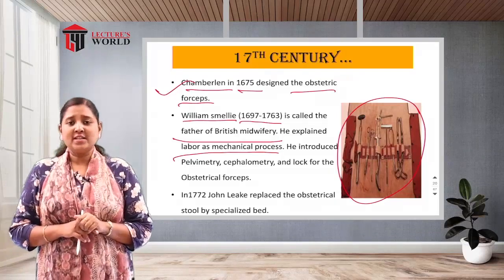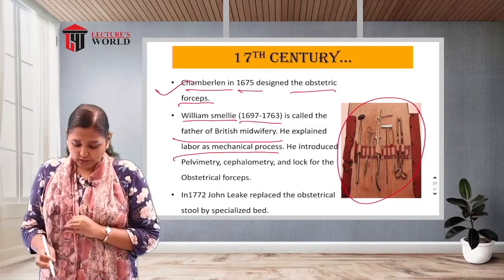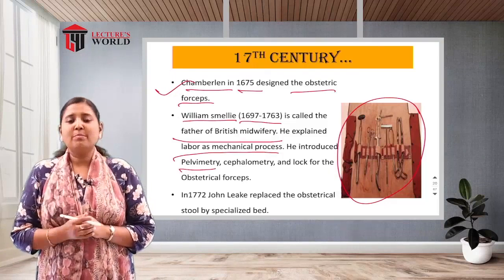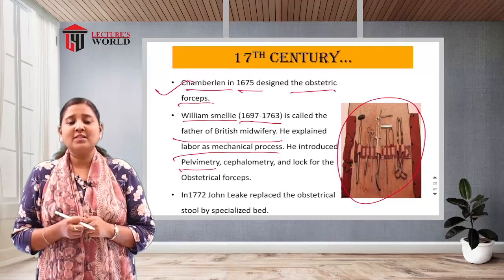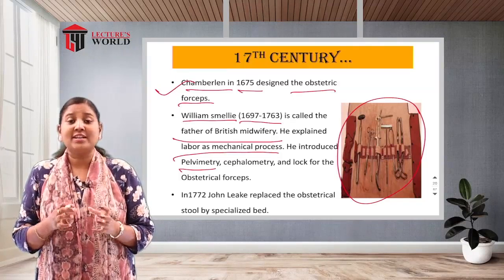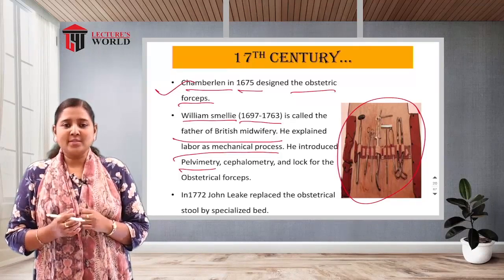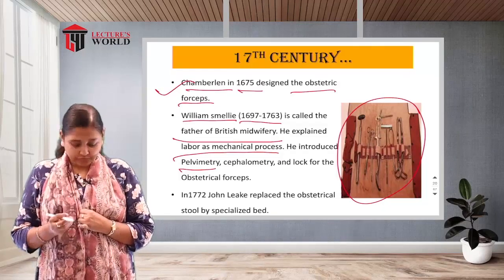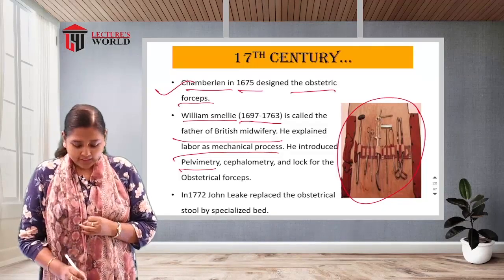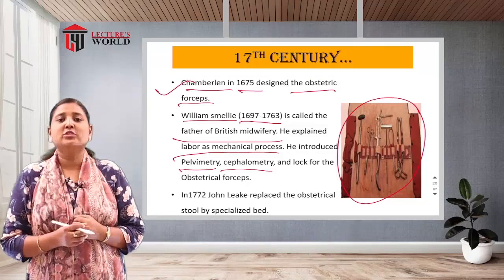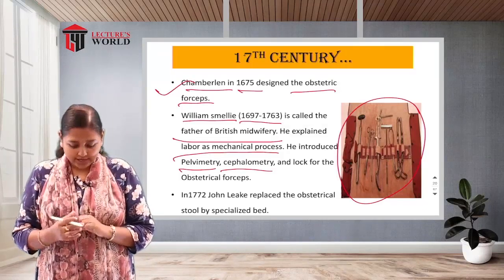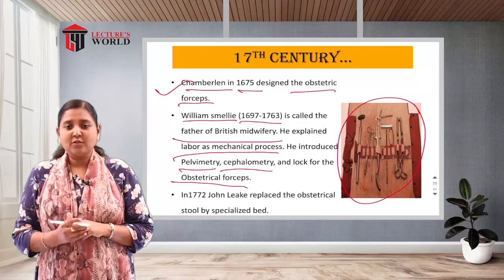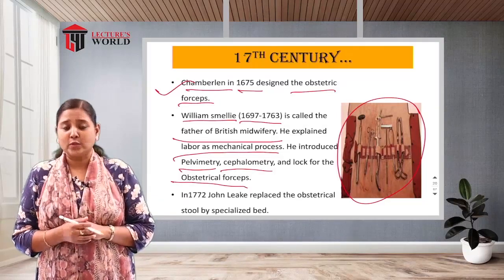Not only that, he also introduced some instruments like the pelvimeter. A pelvimeter is an instrument that measures the size of the pelvis to identify a contracted pelvis. This instrument was first used by William Smellie. And then the cephalometer, to measure the cephalus, that is, the head circumference or head size. He was also the person who found a lock for the obstetrical forceps.